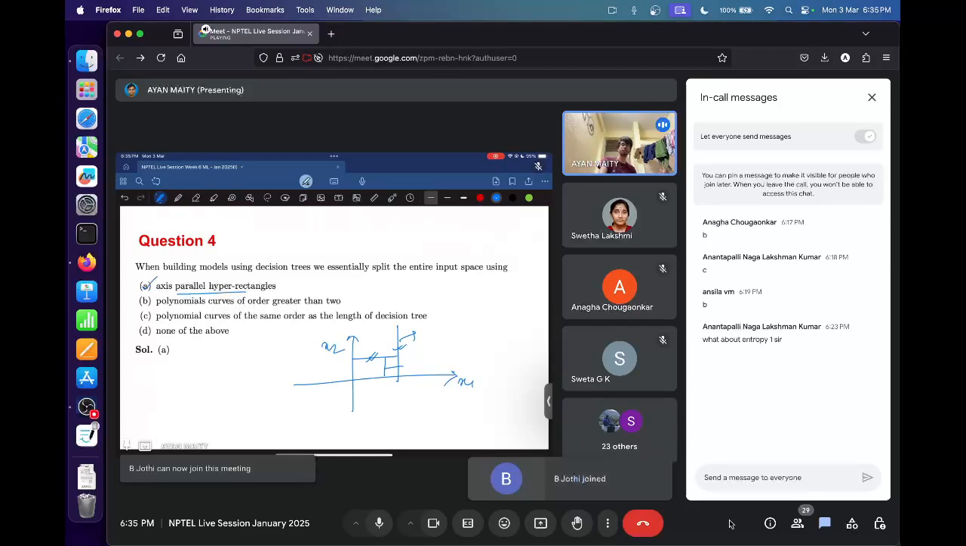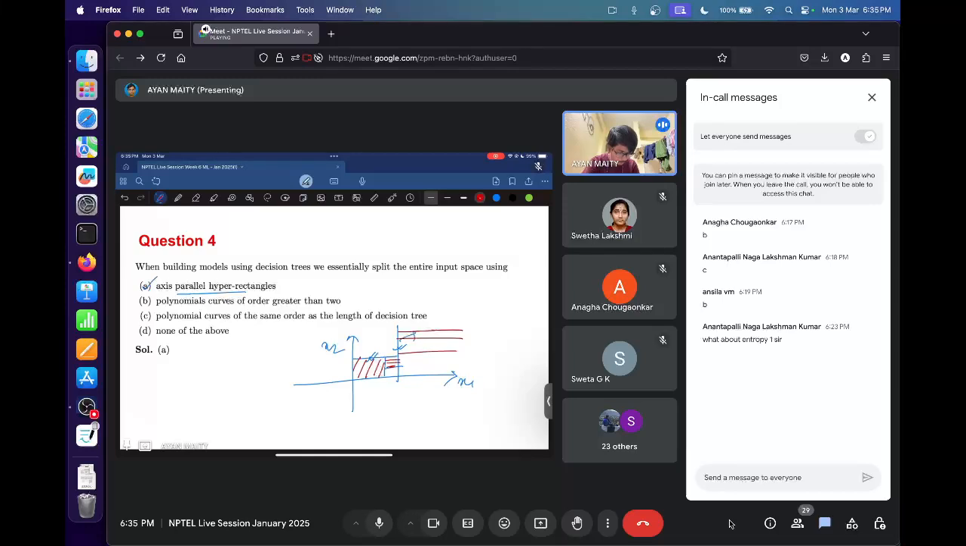Number of features would increase. In that case, if there are 10 features in the data set, 10-dimensional such hyper rectangles would be there. This is one hyper rectangle. This is another hyper rectangle. This is another hyper rectangle. So the input space is split using axis parallel hyper rectangles. So option A is the correct answer here.